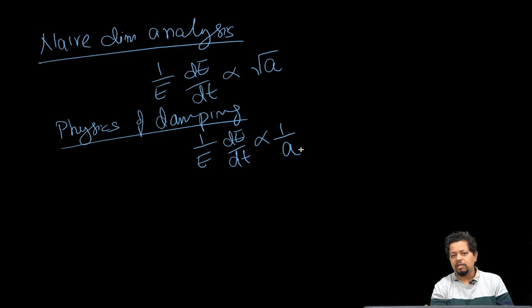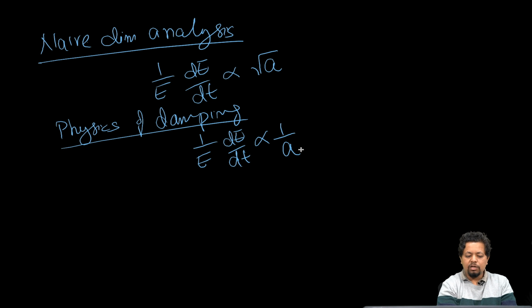Remember, in the case of the LCR circuit, we got both results to be identical. In both cases we got the same expression. There, the naive dimensional analysis and the physics of damping gave equivalent results, but in this case we don't find that to be true. So what's going on here? Either the naive dimensional analysis is correct, or it is the physics of damping which is correct. How do we find that out?